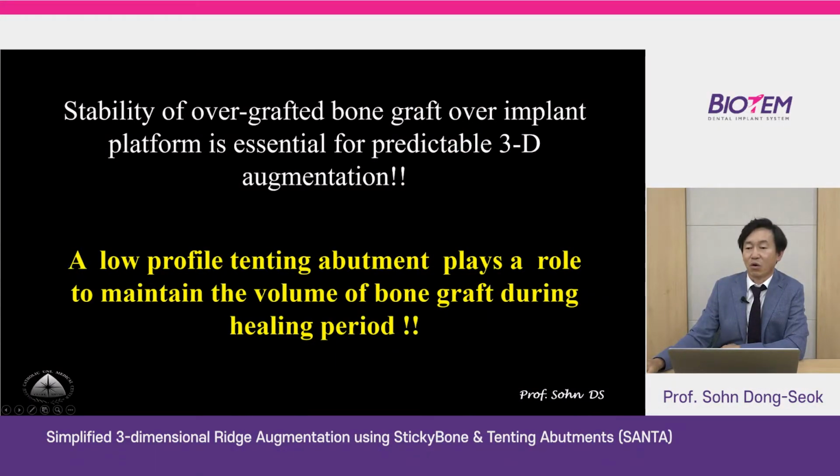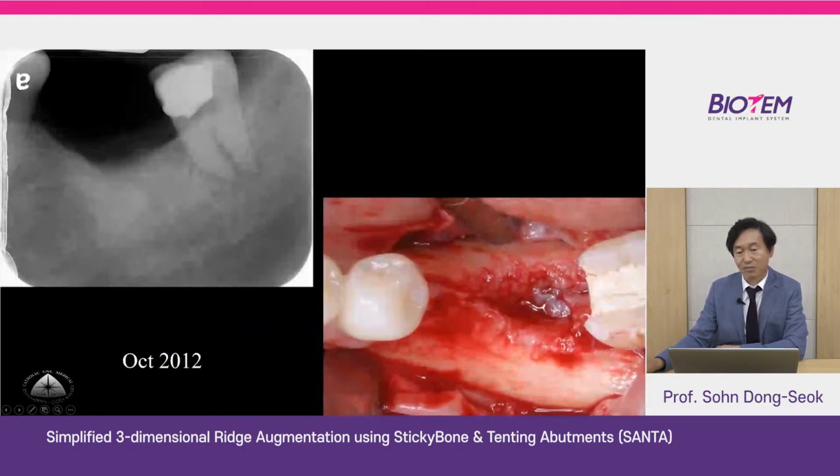Stability of overgrafted bone graft over the implant platform is essential for predictable 3D ridge augmentation. Therefore, a low-profile tenting abutment plays a role in maintaining the volume of grafting material during the healing period.